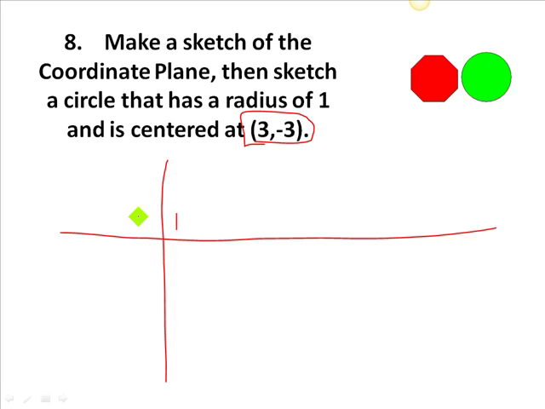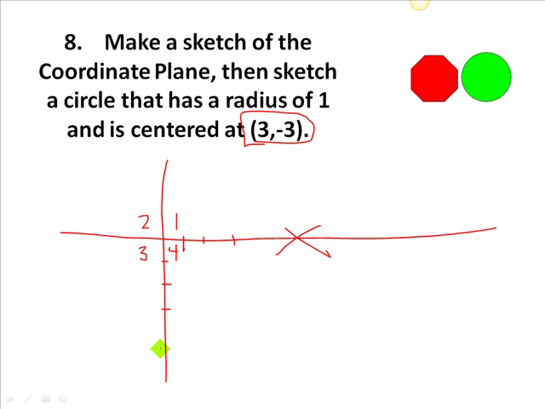It's not going to be in the 1st, it's not going to be in the 2nd, and it's not going to be in the 3rd. It's going to be in the 4th. Alright, so now I just freehand sketch in 1, 2, 3, 1, 2, 3. It's not perfect, but it's pretty close.